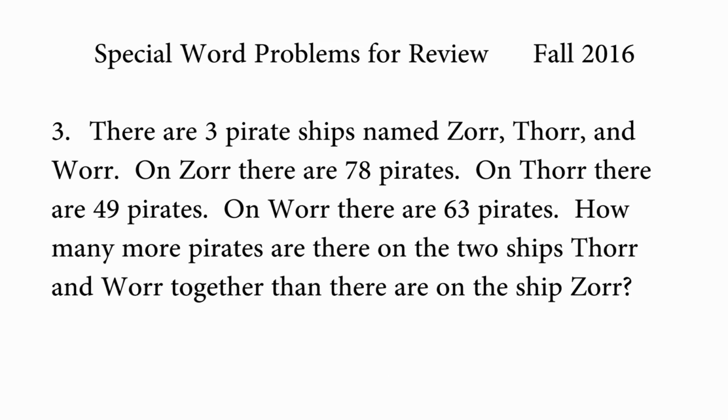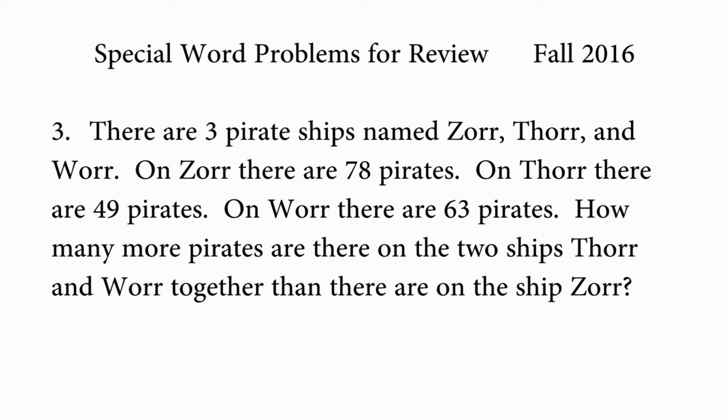So let's turn back to our list of problems. I'm going to go to a new page here for the next one. So going to my list of problems, I want to look at the third problem that involves pirate ships. There are 3 pirate ships named Zor, Thor, and War. On the first ship, Zor, there are 78 pirates. On Thor, which is the second ship, there are 49 pirates. And on War, the third ship, there are 63 pirates. How many more pirates are there on the 2 ships, Thor and War, which are the second 2 ships, together than there are on the first ship, Zor?